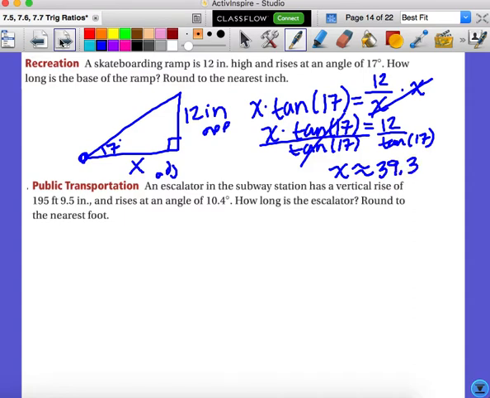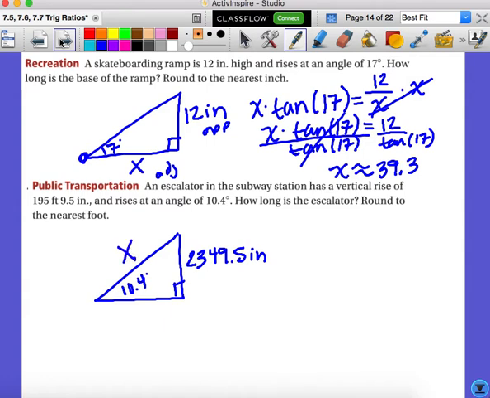The next one has an escalator. It's got a vertical rise of feet and inches here, so we are going to have to do a little bit of conversions. So I've got 9.5 inches added on to the fact that I've got 195 feet. So if I do that conversion, I've got 2,349.5 inches. I've got an angle of 10.4, and I'm looking for how long is the escalator.